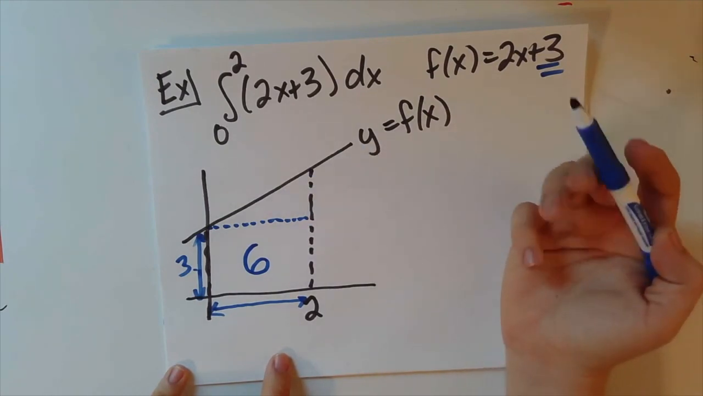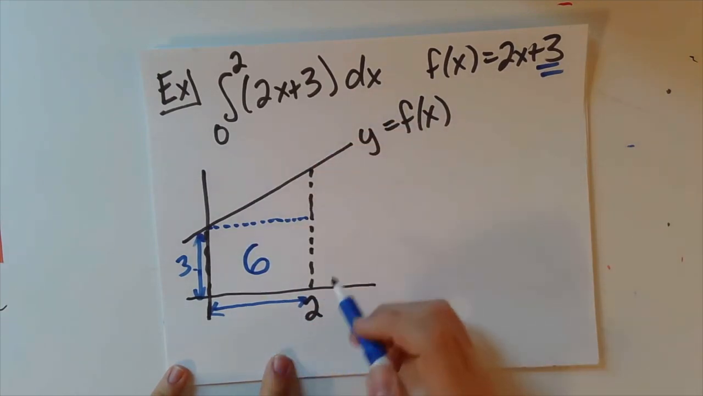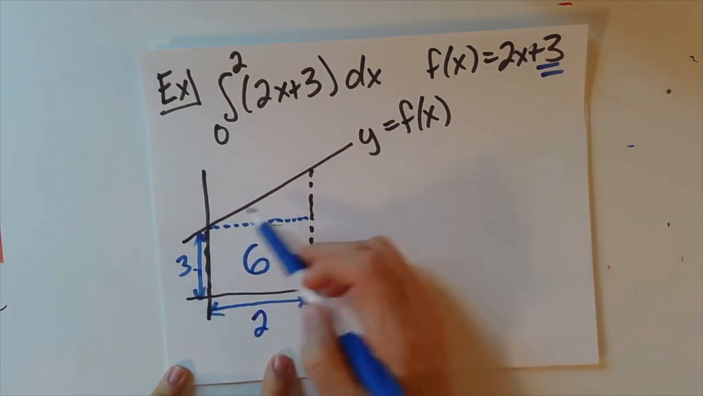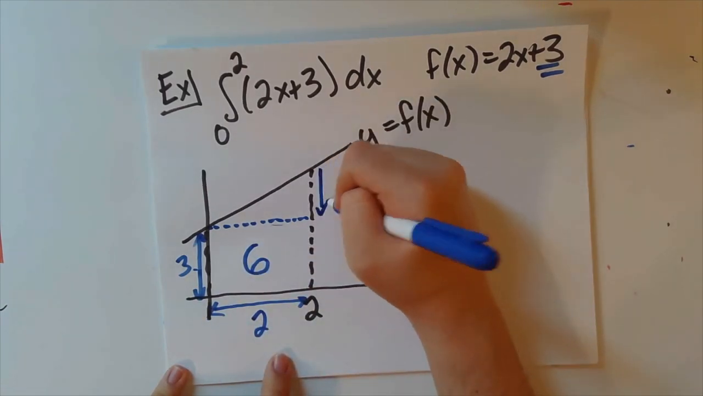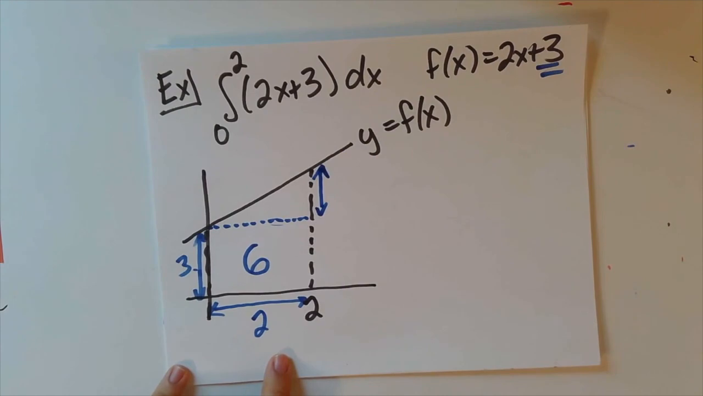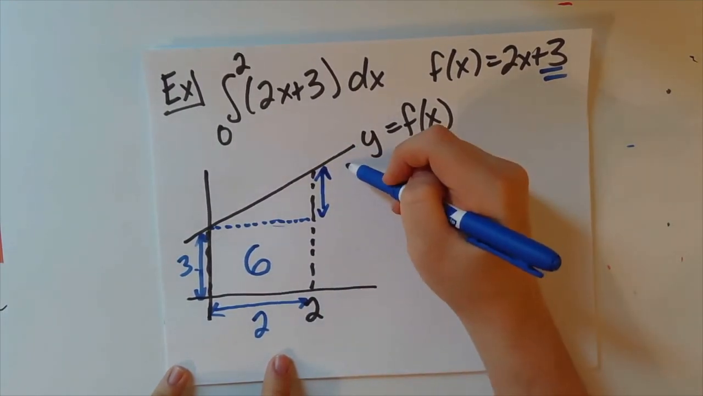I also need to find the area of this triangle. So the width of the triangle is also 2. It's the same width as the rectangle. And then I have to think about what's the height of this. And so in order to figure that out, I can figure out the whole height.